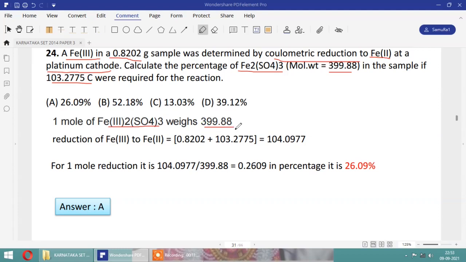Okay. The reduction of ferric Fe3+ to Fe2+ is, we just add this weight 0.8202 plus 103.2775, which is 104.0977. For 1 mole reduction at a platinum cathode, it is 104.0977 divided by molecular weight 399.88. You will get 0.2609. In percentage, you multiply by 100, you will get 26.09%. Hence, option A was correct.